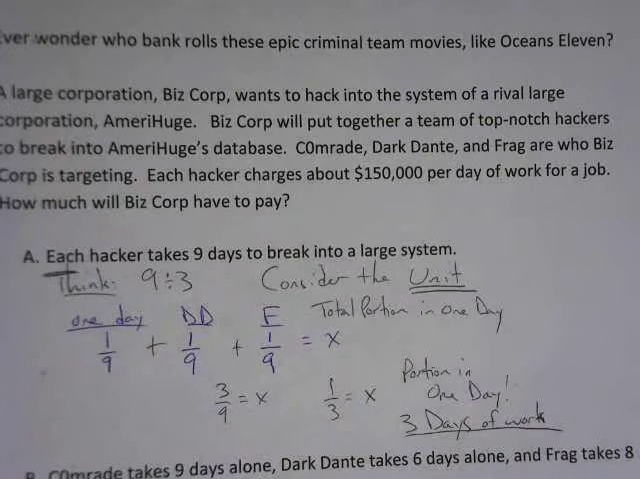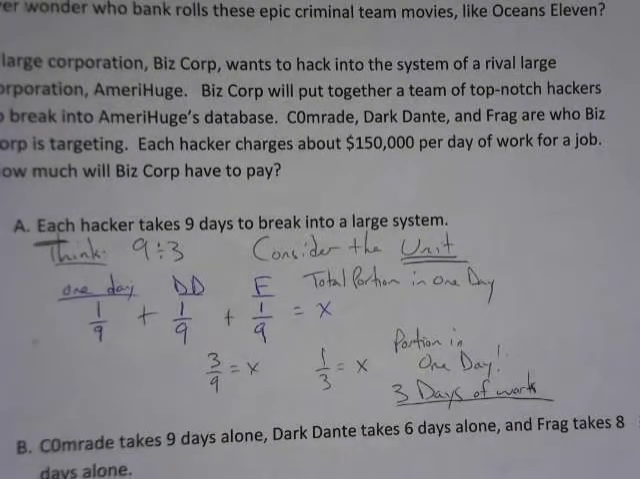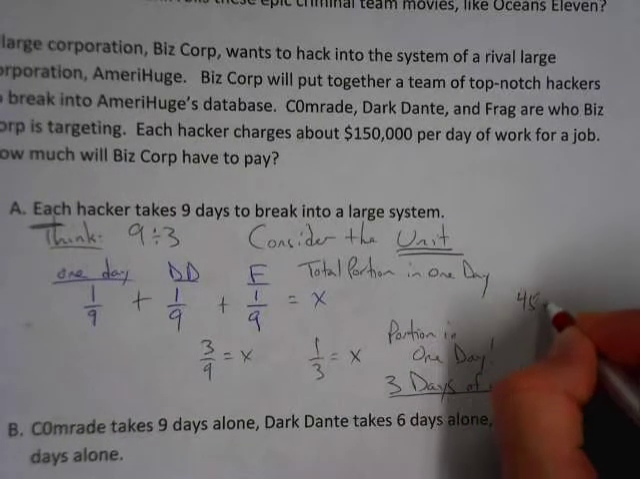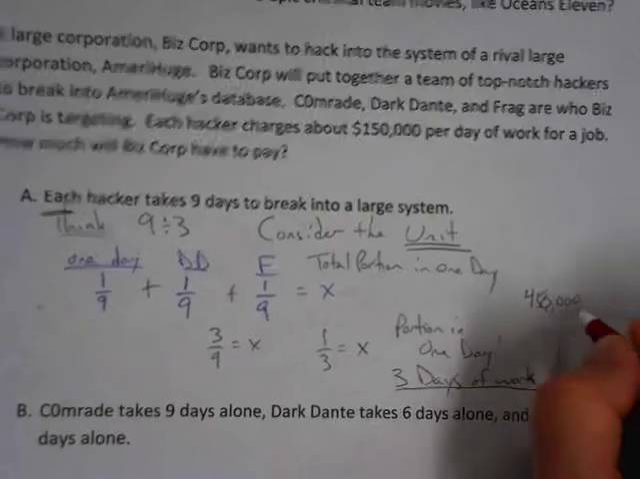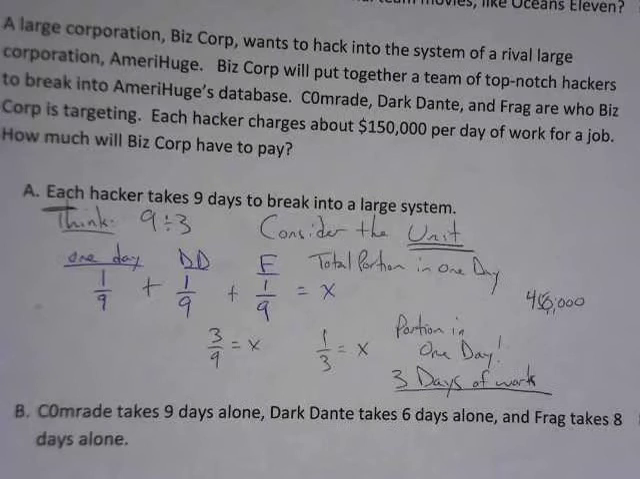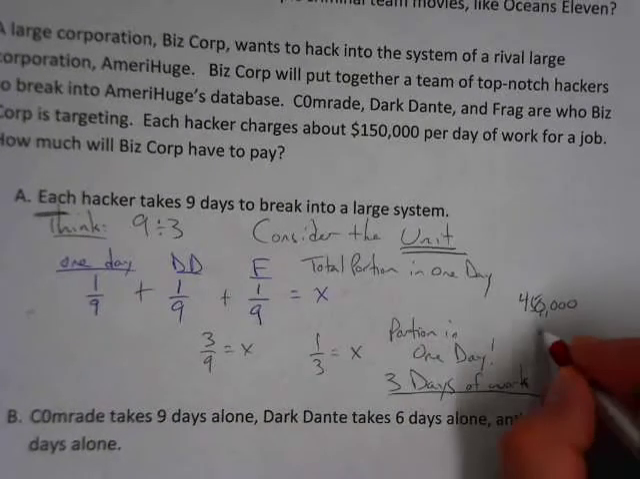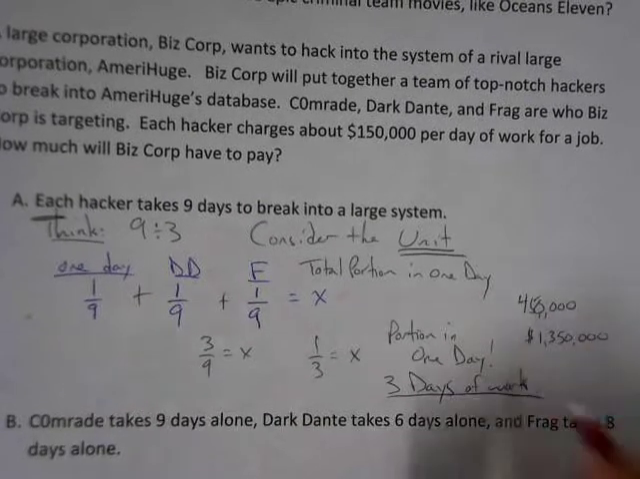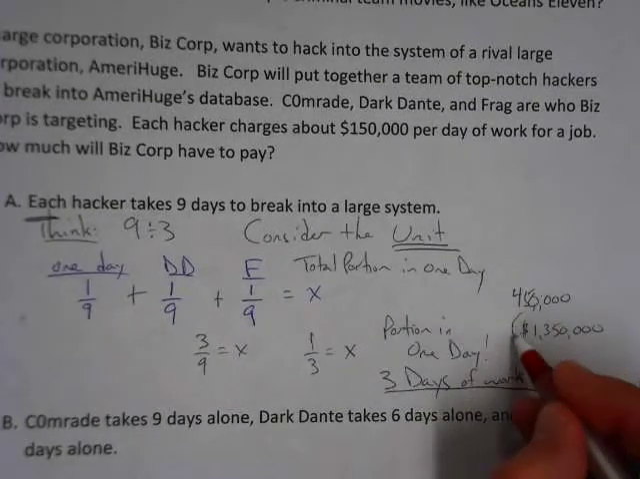And since they each charge about $150,000 per day, well, that's $450,000 per person. Okay, so now we're looking at $450,000 per person, and then $450,000 times 3. Okay, so you want to calculate that, you get basically 1.3 million. So you end up spending over $1 million for that particular job.